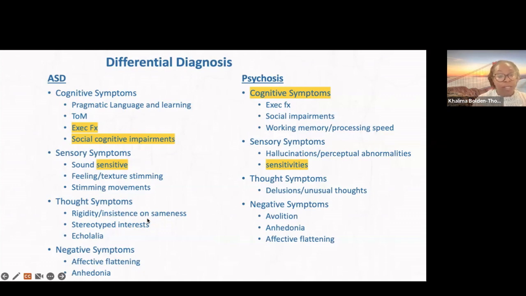Thought symptoms, so rigidity and insistence on sameness, we don't see as much. Stereotyped interests, echolalia. One thing I did not include in the thought symptoms is an over-involvement in fantasy play. We see this early on, 5, 6, 7, but all the way up and through high school. And that's where it gets really difficult when we're trying to say, is this a delusion or an unusual thought, even a hallucination? One example I want to give is a young kiddo who heard the voices of anime characters. She would interact with them. There was an entire world that she had developed with these anime characters, and it was really distracting.